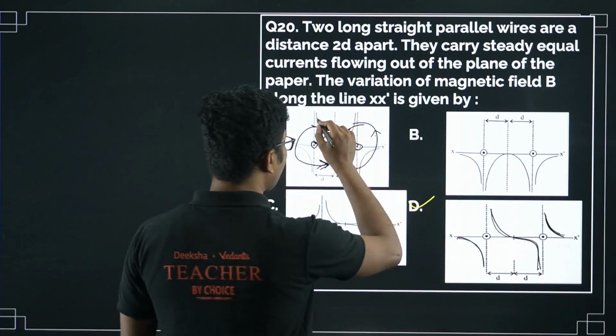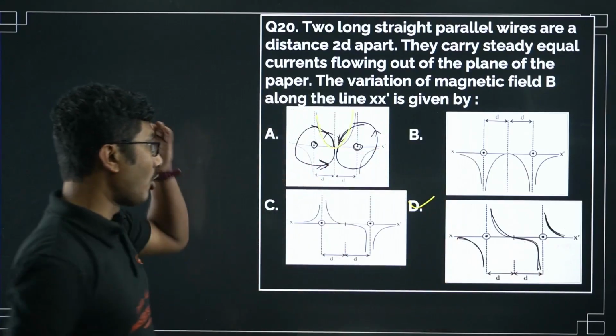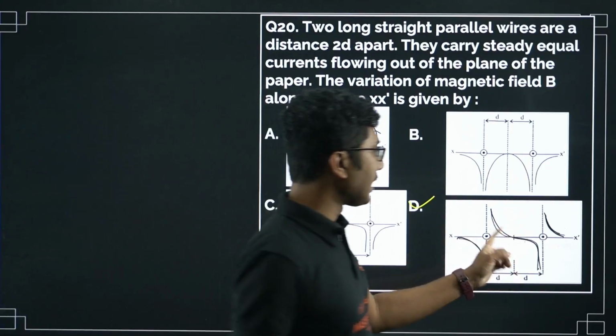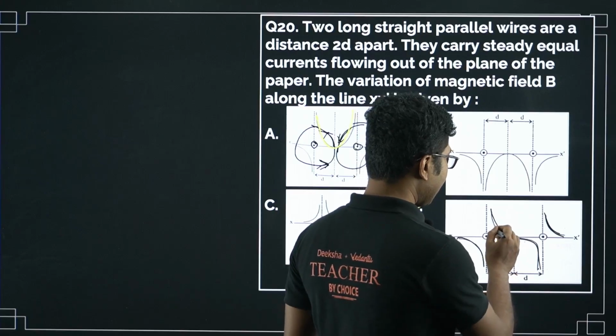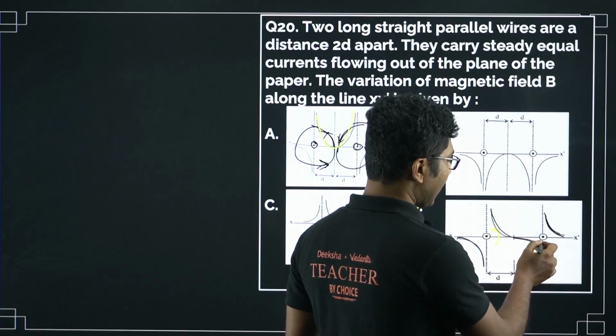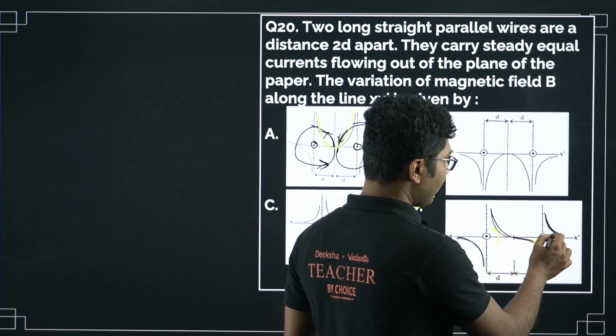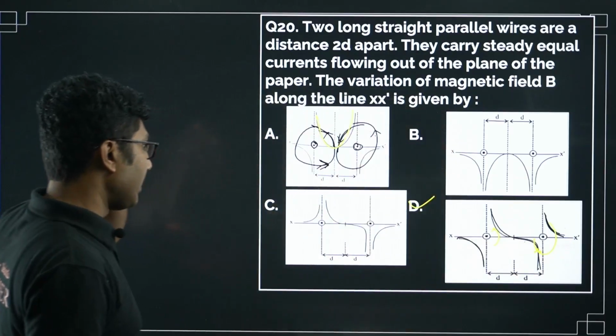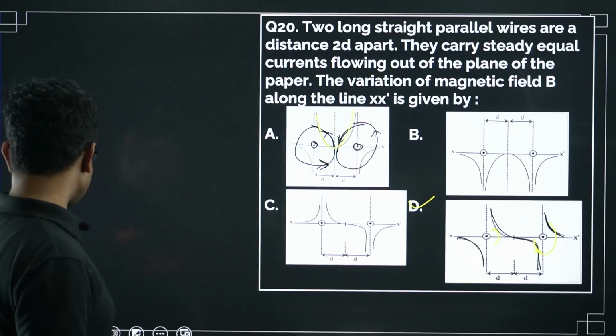Okay, these are not possible, because of the opposite direction, they cannot be in the same direction. Here the magnetic field is in this direction, and here the magnetic field is going from up to down, right? So obviously they will be in opposite directions. So here this is the correct answer for this question.